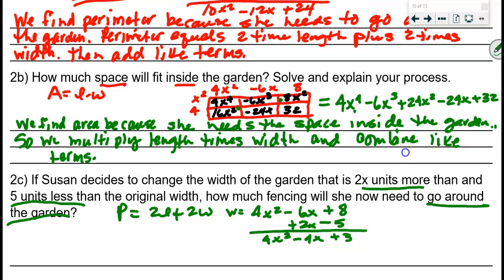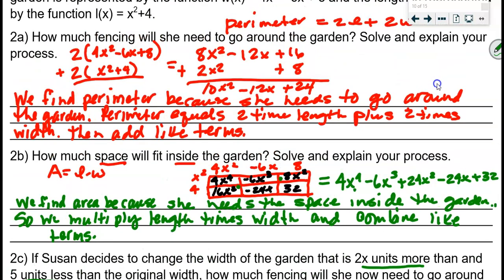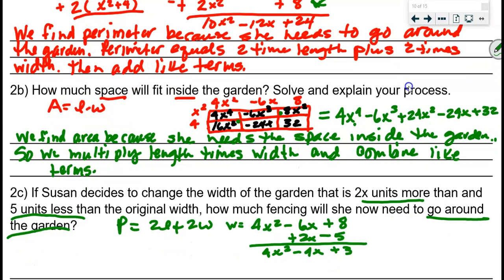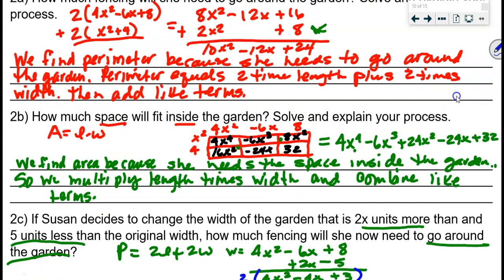Now remember, we're going to go 2 times the length plus 2 times the width. Now we already did the 2 times the length, so let's go back up here and see if we can find that. That would be 2x squared plus 8 right here. Y'all see it right here? So I'm not going to do it again. I'm just going to pull it down. So we got 2x squared plus 8 plus whatever that is, right?